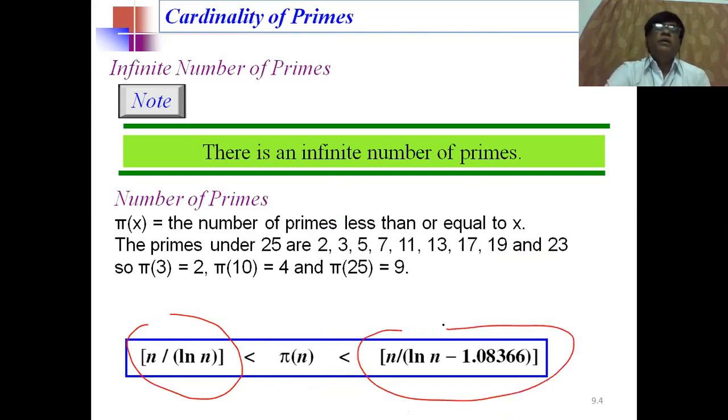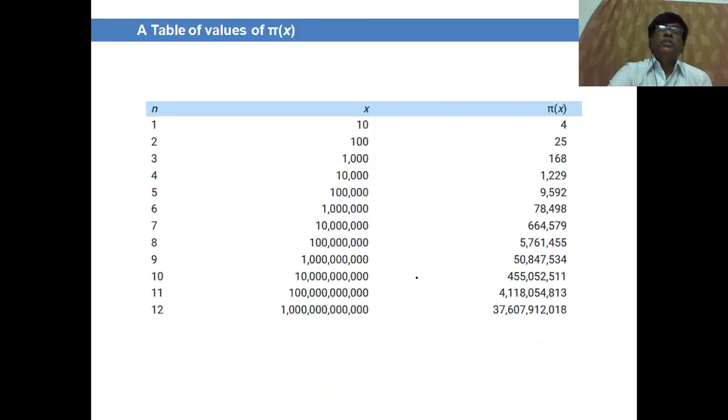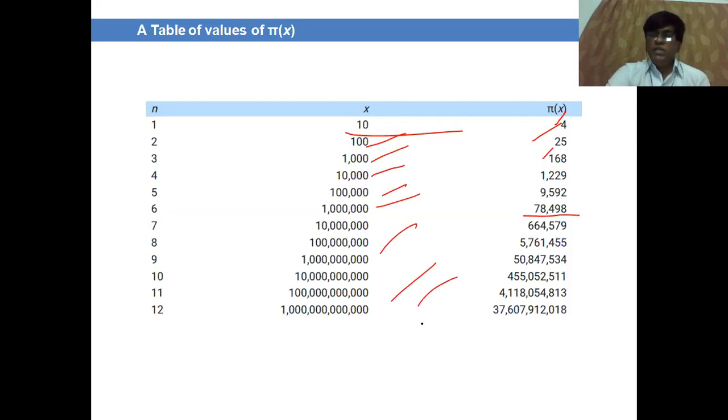For example, this table shows the number of primes approximately. The number of primes under 10 is 4. Under 100 is 25. Under 1000 is 168. Under 10 lakhs, the value is 78,499. Like that, this is the cardinality of the primes.